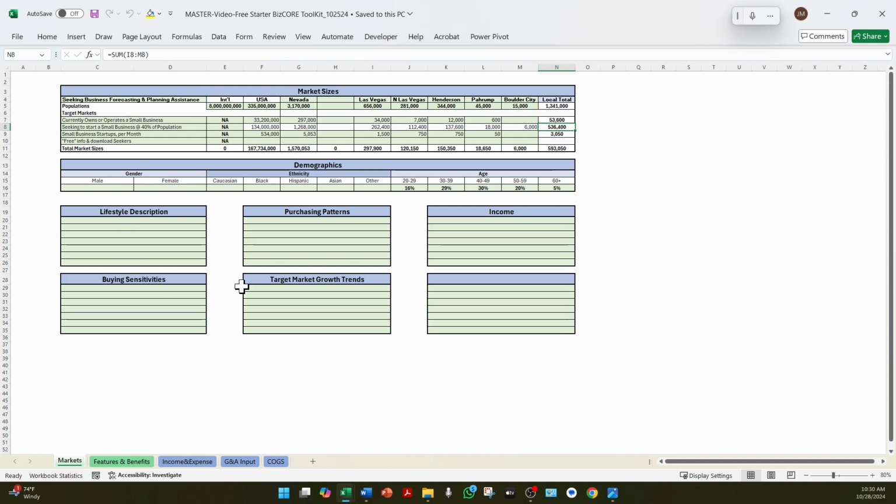So this first step in this thought exercise is thinking about your markets. This has some information filled in that I did for my business, just to show you that it's a very high level overview of markets. So this is just generally to give you an idea of how many customers are in a particular market.